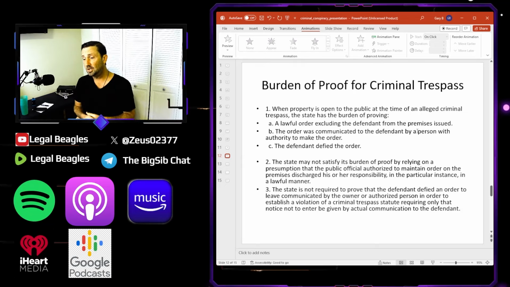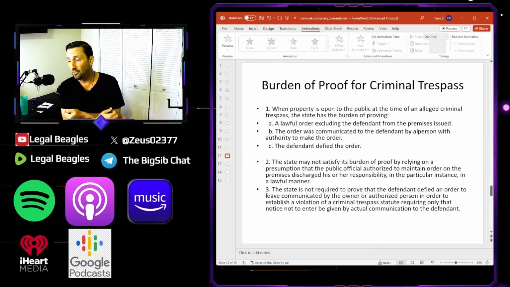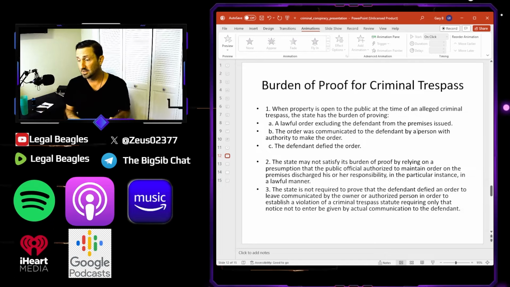So under number 1A, a lawful order excluding the defendant from the premises issued. So a lawful order would have to be given. So I guess that could be by the officer. And the order was communicated to the defendant by a person with authority to make the order. Now, the officer does not have that authority under this particular situation. The owner of the property, or the leasee of the property, would have to do that.